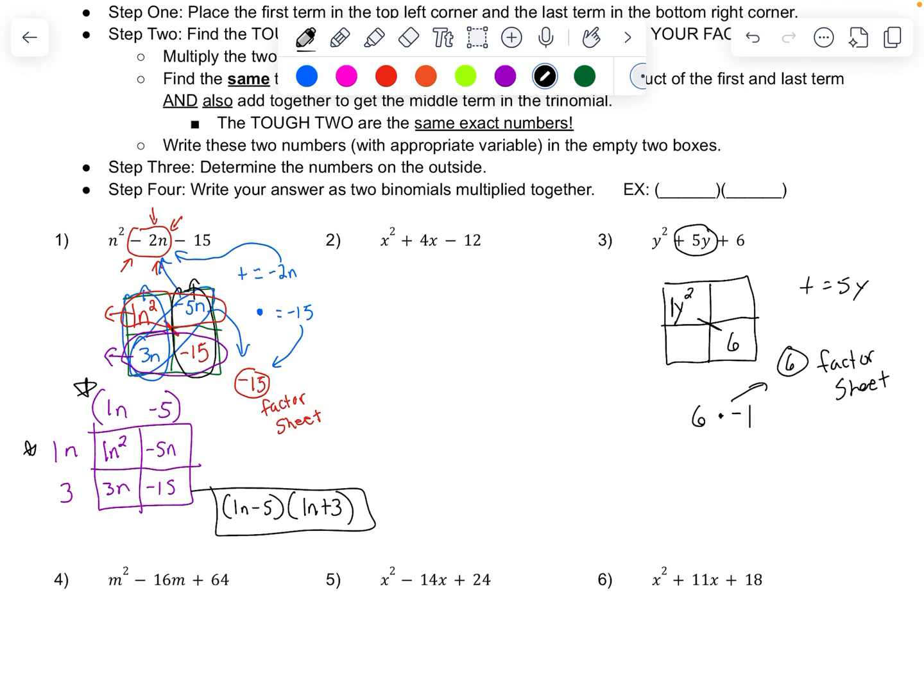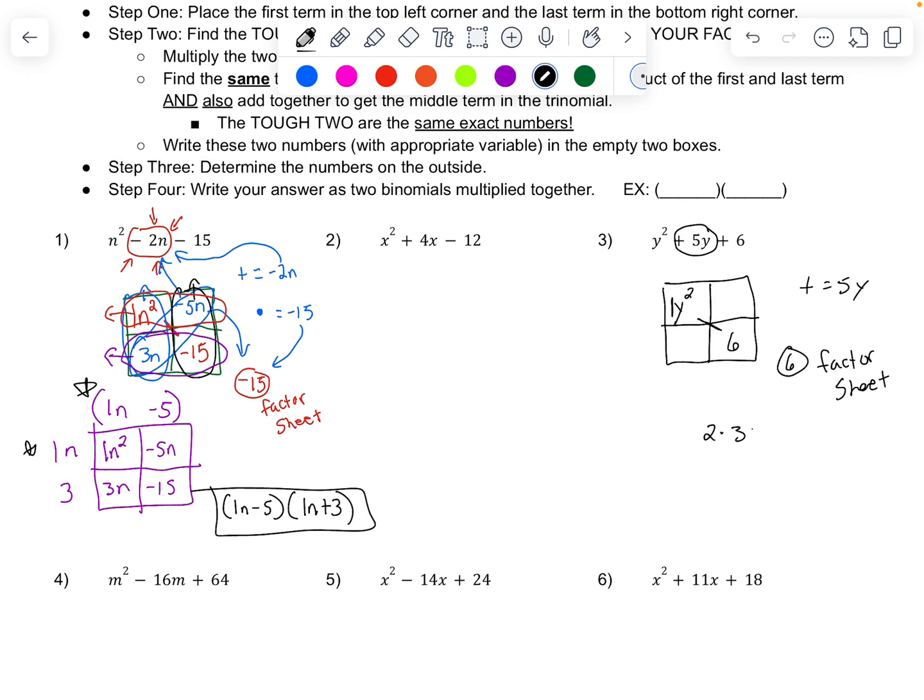It equals negative 6. So even though 6 plus negative 1 equals 5, which works for our middle term, 5y, this 6 times negative 1 does not equal this positive 6. So we know it's not 6 and 1. It has to fit both. So let's try 2 and 3.